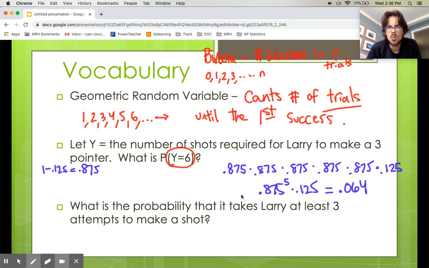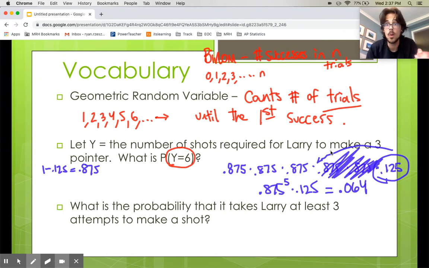Now you might ask, well, what about that combination thing in the front? The thing about a geometric is it can't happen any other way. There's only one way it can happen, because if I put the made shot right there, for example, then I don't need those shots anymore. The problem just ends right here. So there's only one way it can be set up, which makes the formula a little bit easier to handle than the binomial.